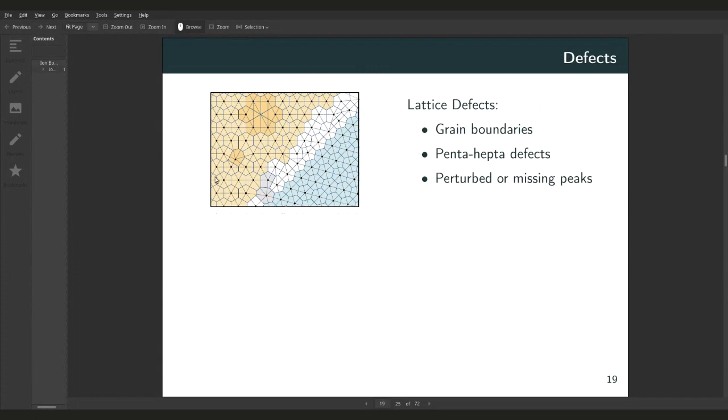We have what are called pentahepta defects that are popping up all over the place. In a perfect lattice, you expect every dot to have 6 neighbors. When there are defects, dots will have 5 neighbors and 7 neighbors. That's our pentahepta defect. There are also perturbed or completely missing peaks. Those are possibilities as well.